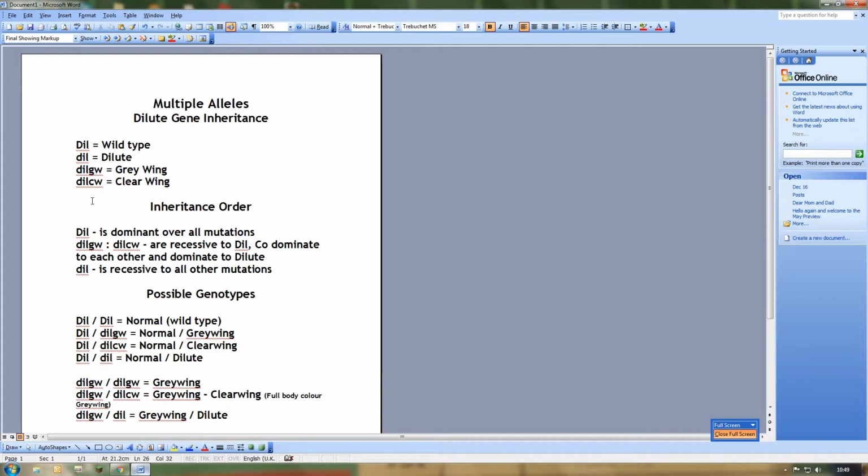So what does that mean in terms of our genotypes and our phenotypes? So we can clearly have 2 of the normal non-mutated gene, which is just the wild type Budgerigar.